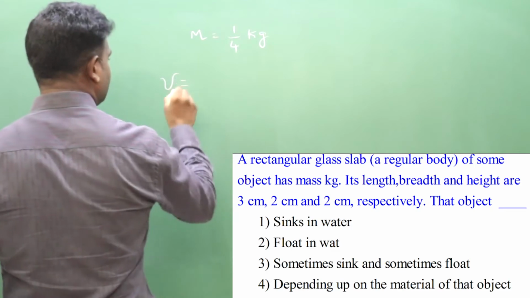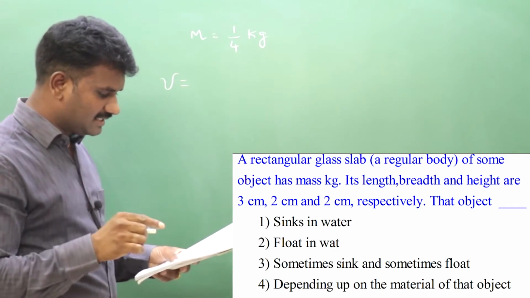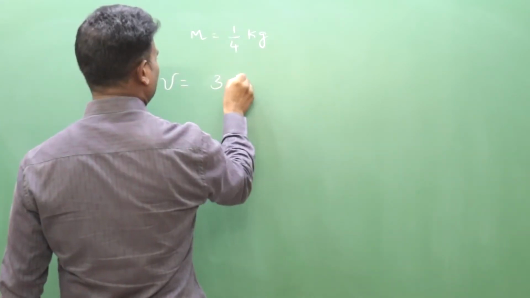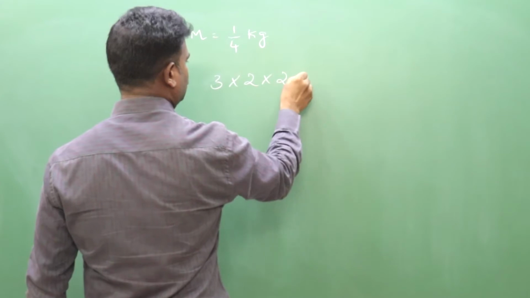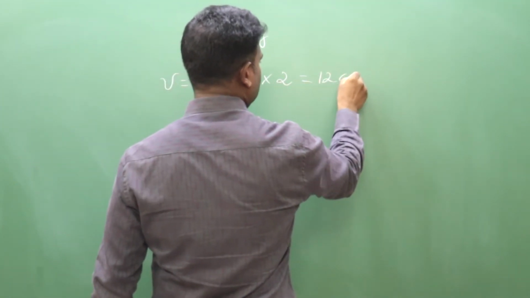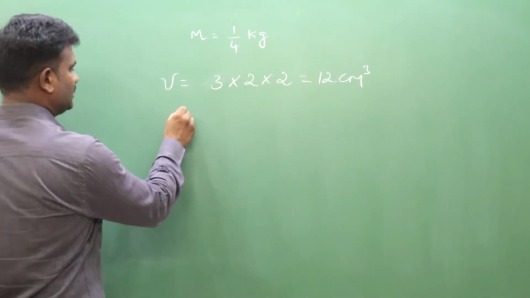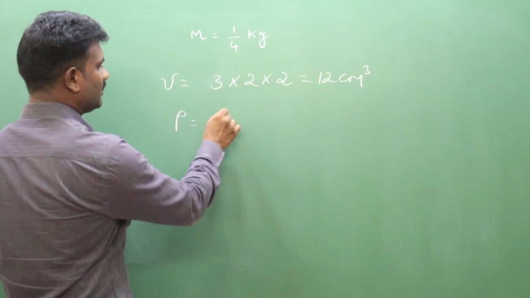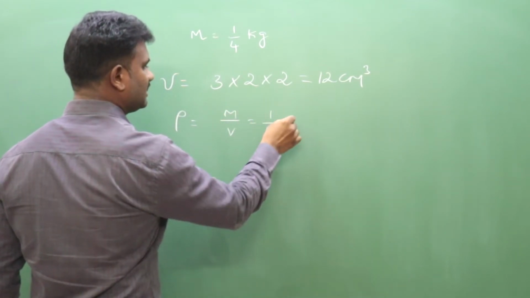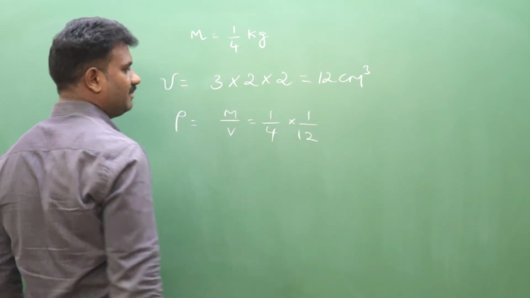What is the volume of this object? Its length into breadth into height. It's given as 3, 2, 2 centimeters respectively. 3 times 2 is 6, times 2 is 12 centimeter cube. Now what is its density? Density equals mass per volume. So mass is 1/4 kg and volume is 12 centimeter cube.